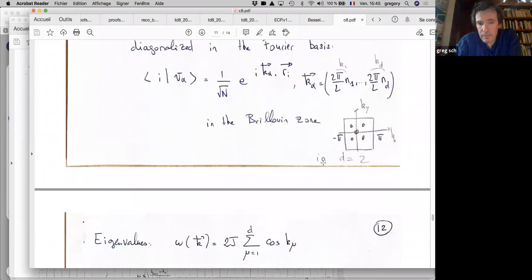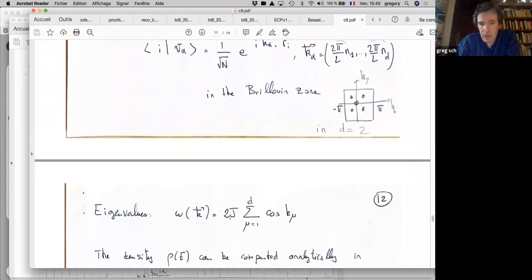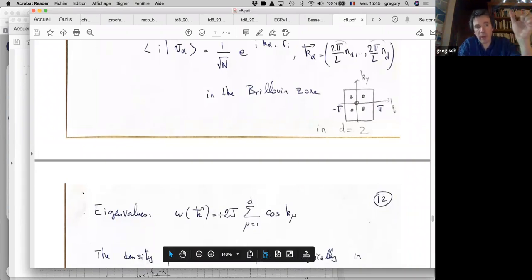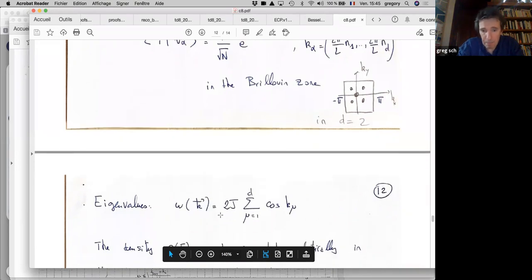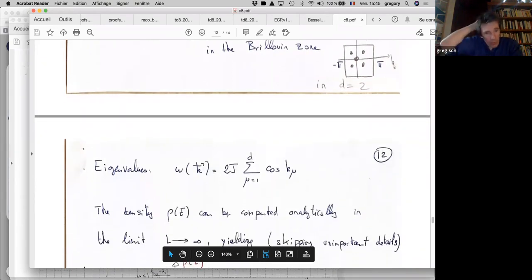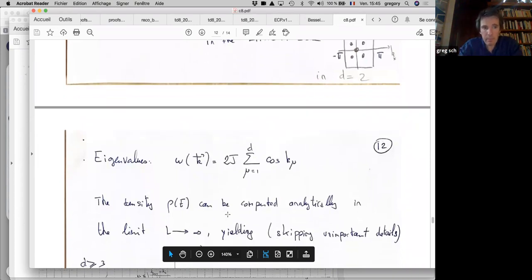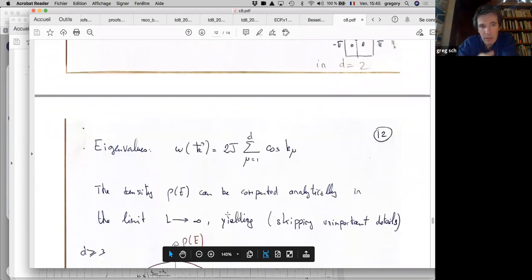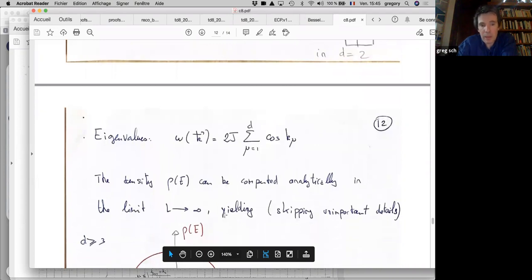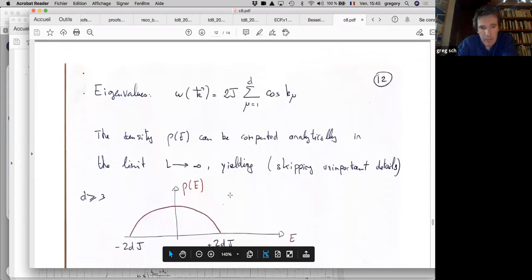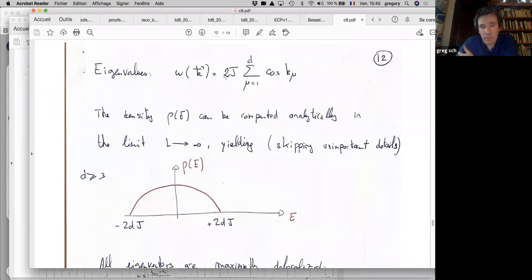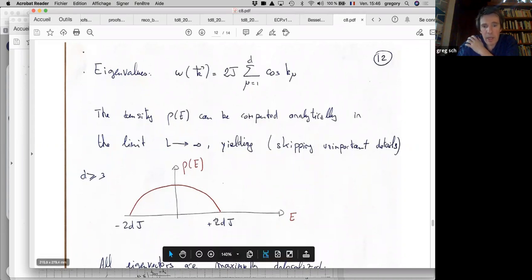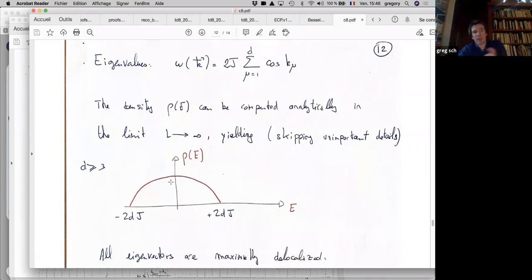So it's possible to compute the eigenvalues. It's very simple. In this case, this is just this sum. There is a plus sign here because you remember that we switched from H to minus H. You can even compute the density rho of E. In the limit when L goes to infinity, the density has a nice expression. I will not do it here; it's not that exciting. But what you get is that the eigenvalues are in between minus 2dJ and plus 2dJ. This is apparent from that formula. I'm sure you have done this in your solid state physics course already many times.